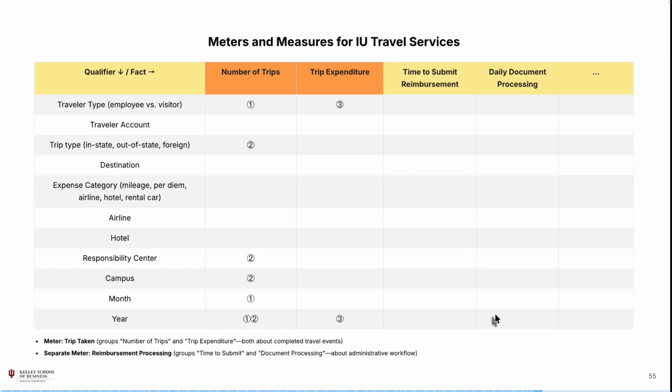For the travel service example, the number of trips and trip expenditure measure completed travel events. So we could potentially group these two, number of trips and trip expenditure, into something we call the trip taken meter. Facts about processing time, such as time to submit reimbursement, are about administrative workflow, and they form a separate meter, reimbursement processing. And it rarely makes business sense to create multiple fact tables if they measure the same outcome.